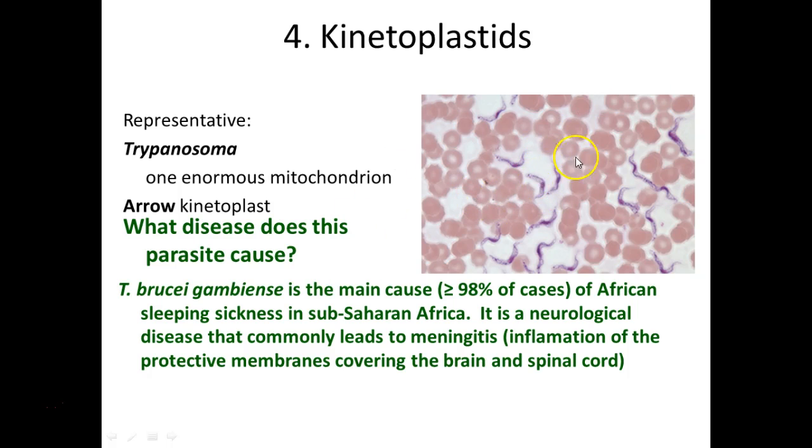This is the protozoa. These are red blood cells. So for these samples, you'll see red blood cells and you'll see the parasites. You're looking for the parasites, of course.